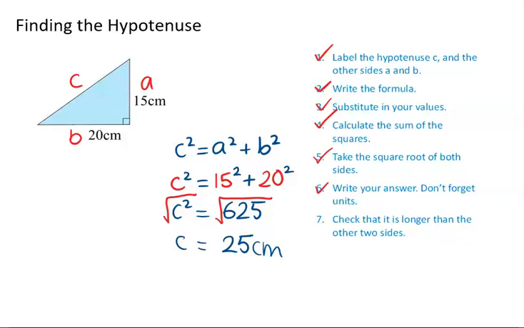And then we come to step 7, this is our checking step. Because we found the hypotenuse, which is the longest side of the triangle, our value should be larger than the other two values for the other sides of the triangle. 25 centimetres is larger than 15 and 20 because it's the longest side, so that's a good indication that we've selected our formula correctly and we've found the correct answer. So we can check off it is larger than the other two sides.